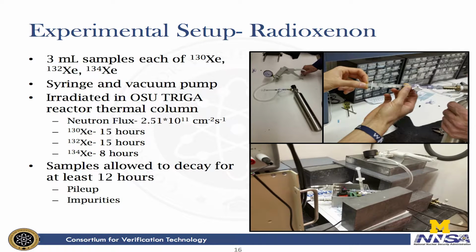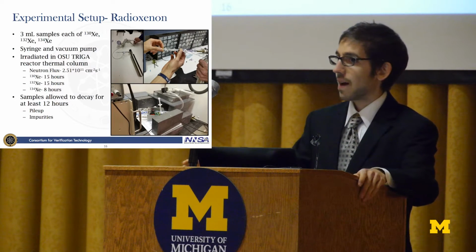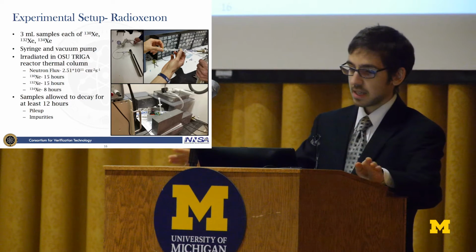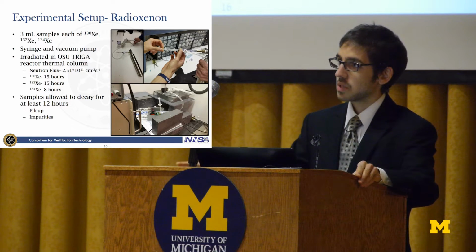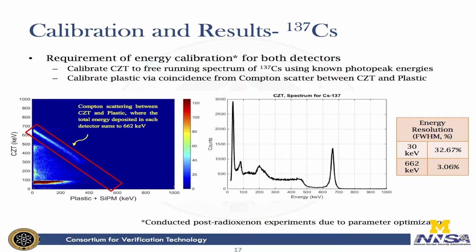So these radioxenon samples were created at Oregon State in our OSU TRIGA reactor. We made 3 milliliter samples of xenon 130, 132, and 134, and we put them in the reactor for the times and with the neutron flux, as stated on this slide. Then we allowed the samples to decay for at least 12 hours before injecting in order to allow any impurities to decay away and also to reduce the activity so we didn't get a bunch of pileup in our system.